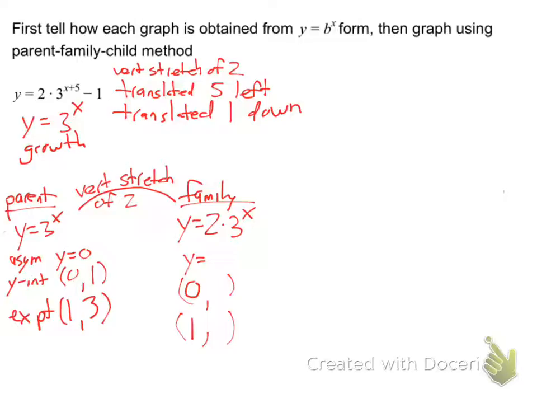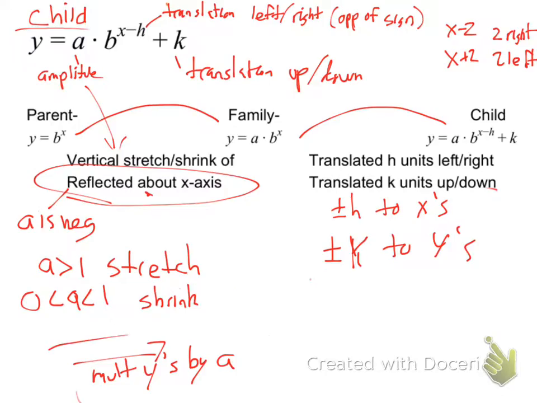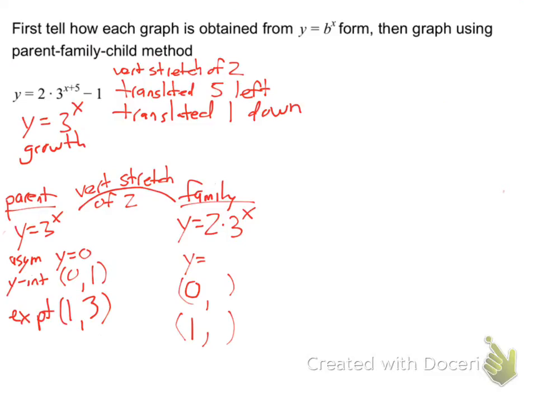And like I said on the last slide, I'm doing what? Multiplying the y's by a. And a was 2. What is 0 times 2? Still 0. What is 1 times 2? 2. What is 3 times 2? 6. You now have the family. If there was no h's and k's, we would stop here and graph those 3 points, swoop in the curve, you're done.